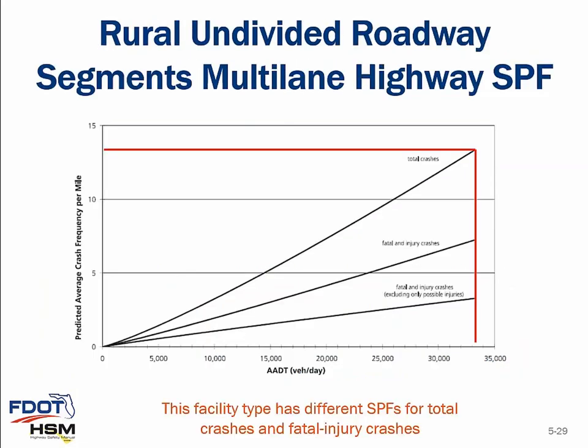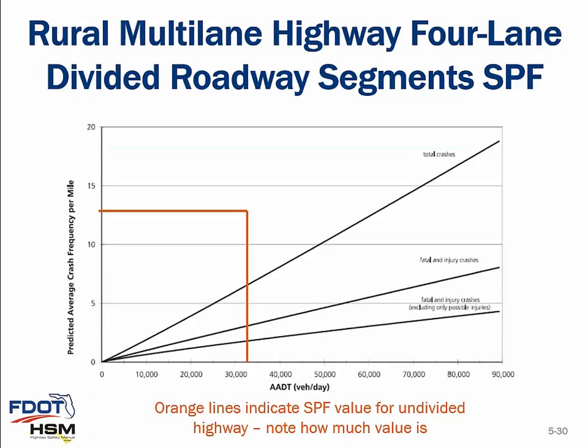So now I'd like to show these two SPFs graphically. The first is the rural undivided roadway segment, and it ranges between 0 and 35,000 average annual daily traffic, as shown on the bottom or x-axis. Total crashes for this, as shown on the y-axis on the left, the predicted average crash frequency is approximately 13 crashes per year per mile. As we transition to the rural multi-lane divided roadway segments, we have pulled those two red lines over to here, again approximately 33,000 and at 13, and you can see how the total crashes have reduced approximately in half as we go to a divided roadway.